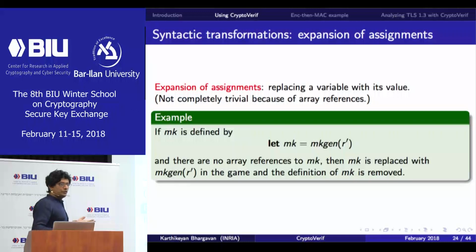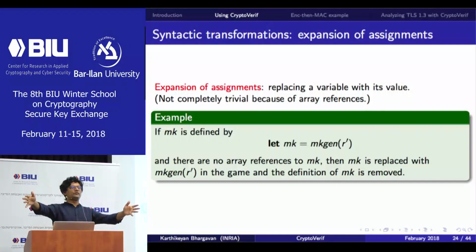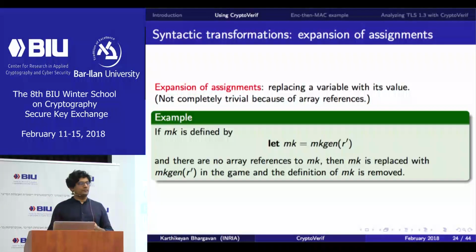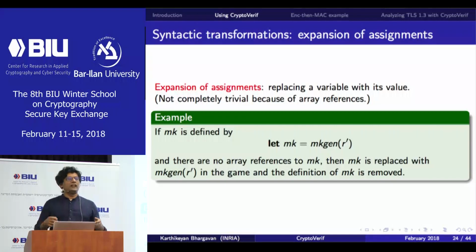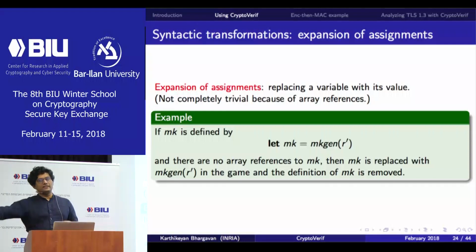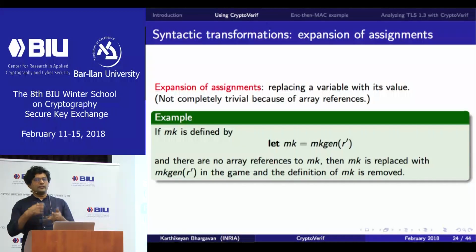So what is CryptoVerif going to do when you give it a bunch of these assumptions and the protocol model and say, please prove to me secrecy of K prime? The first thing it's going to do is a bunch of syntactic transformations to simplify your protocol. The first kind is expansion of assignments. If you have something like let mk equals mkgen, then it's going to say, okay, this is a key generation function. I can eliminate this, and I can just inline the mkgen everywhere.